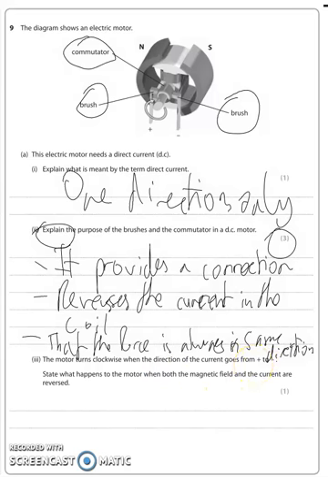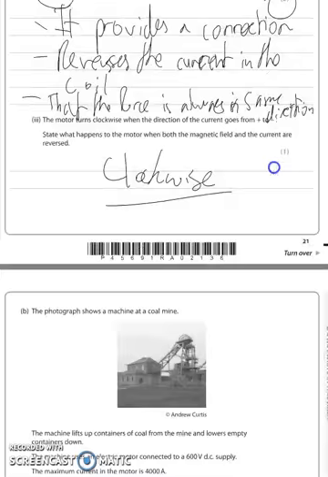State what happens to the motor when both the magnetic field and the current are reversed. If we reversed one, it would go in the other direction. So if we reverse two, it's like we're reversing the reverse. So it's going to keep going clockwise. No overall effect because of those two reverses. They cancel each other out.